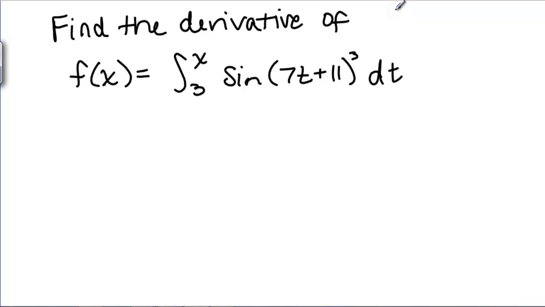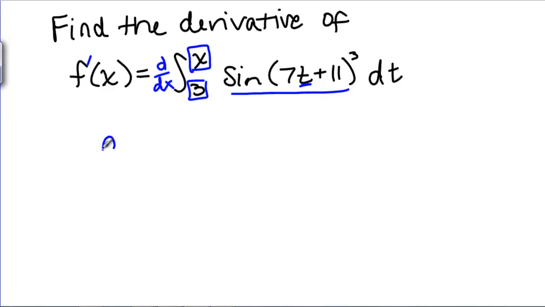Since it's an accumulation function and we want to take its derivative, we're taking the derivative of an integral from a number to x. We can use the first fundamental theorem of calculus. First fundamental theorem of calculus tells us that when we take the derivative in terms of x of an integral from a constant up to x, we just get back the original function on the inside, but the variable changes from t to x.